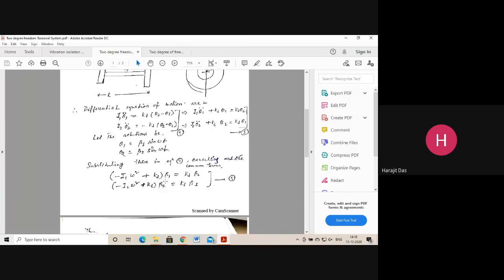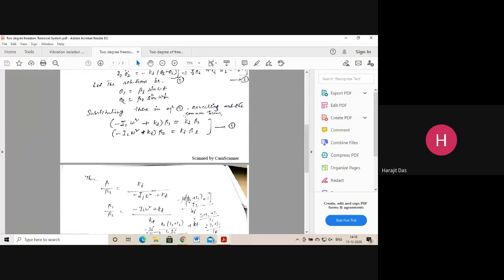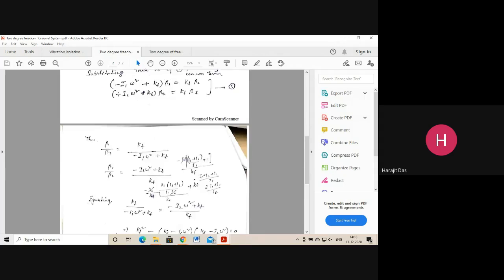Now I will find the ratio, just like in the earlier case. So I will find beta1 by beta2. What I will get, kt will come here, so I will get this ratio. Then again from the second equation also I will get this ratio beta1 by beta2. So this value I will get.